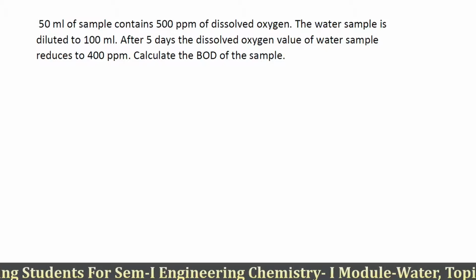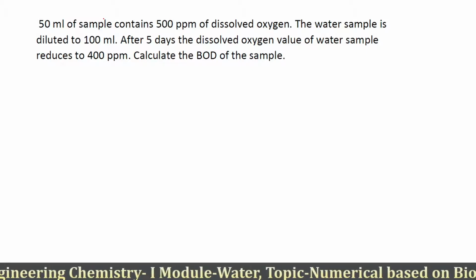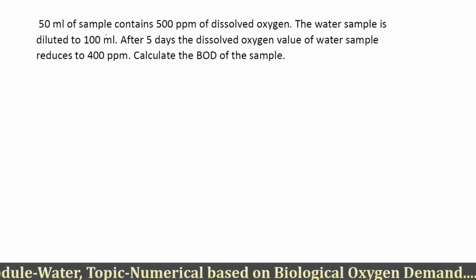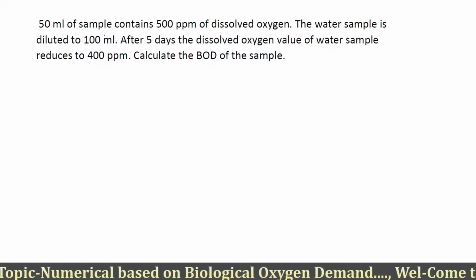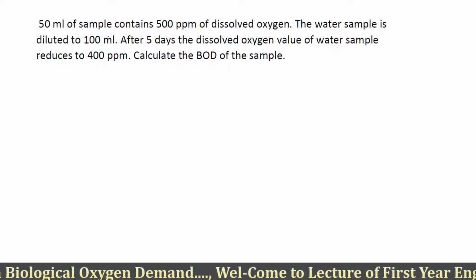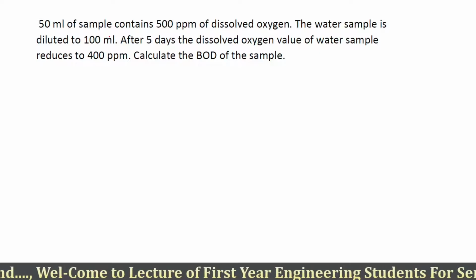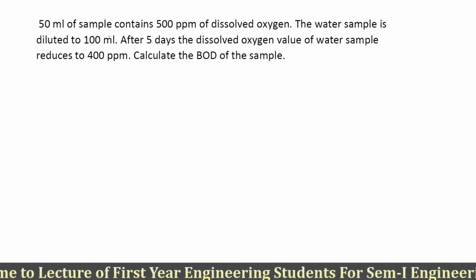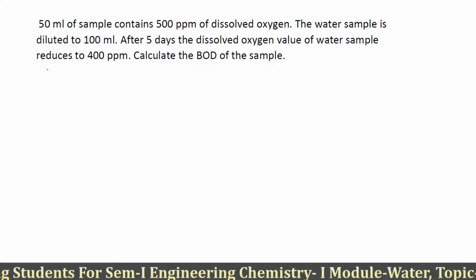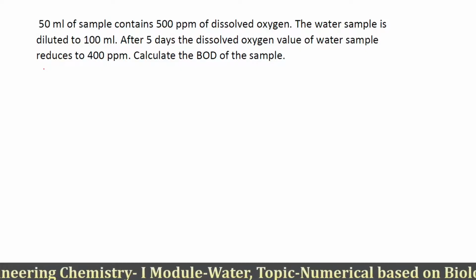Then the second numerical related to biological oxygen demand. In this numerical, 50 ml of sample contains 500 parts per million of dissolved oxygen. The water sample is diluted to 100 ml. After 5 days, the dissolved oxygen value of the water sample reduces to 400 parts per million. Calculate the BOD of the sample. Again, by using the given data, we calculate the biological oxygen demand.